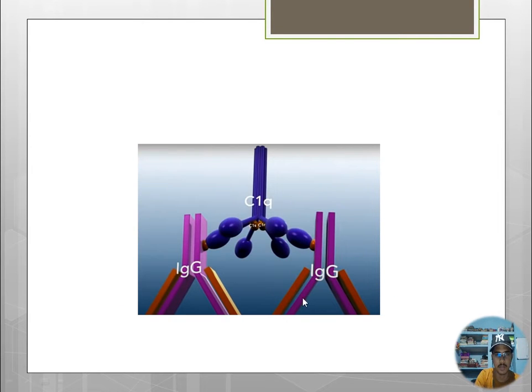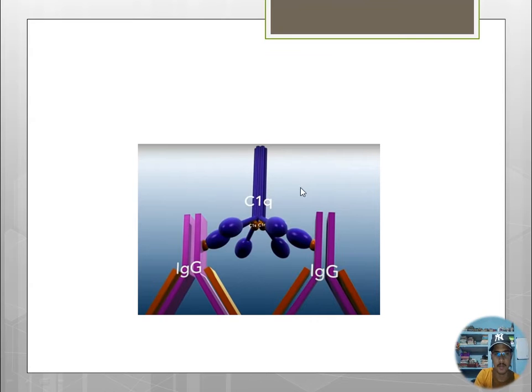Now over here you can see that when these IgG bind to the surface of the pathogen, the C1q of the C1 complement, its globular head, binds to the CH2 region of the IgG's Fc body. So over here you can see that the globular head of the C1q binds to the CH2 region in the Fc chain of the IgG antibody, which was binding to the antigen on the pathogen.